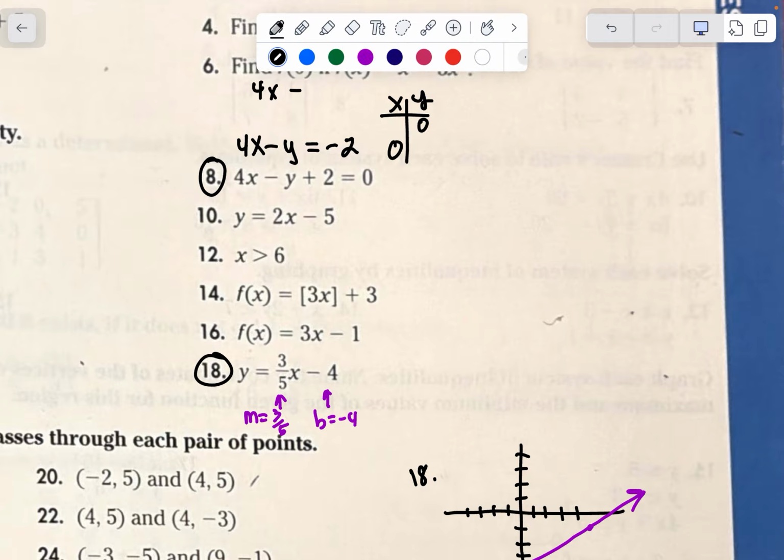4x equals -2. So if I want to solve for x, I just divide off the 4. So that's -2/4. Now, do we write something as -2/4? What's a better way to write it? How could we reduce it? Yeah, divide that by 2. Make it -1/2.